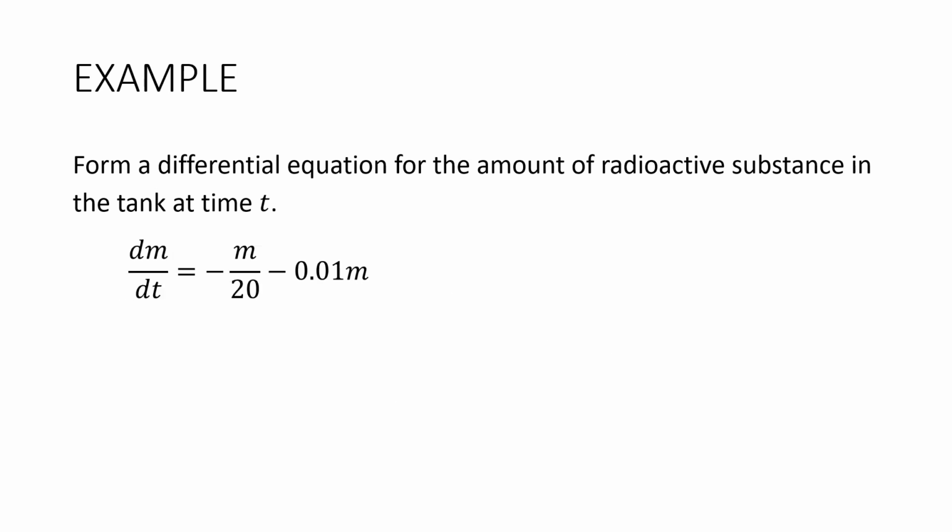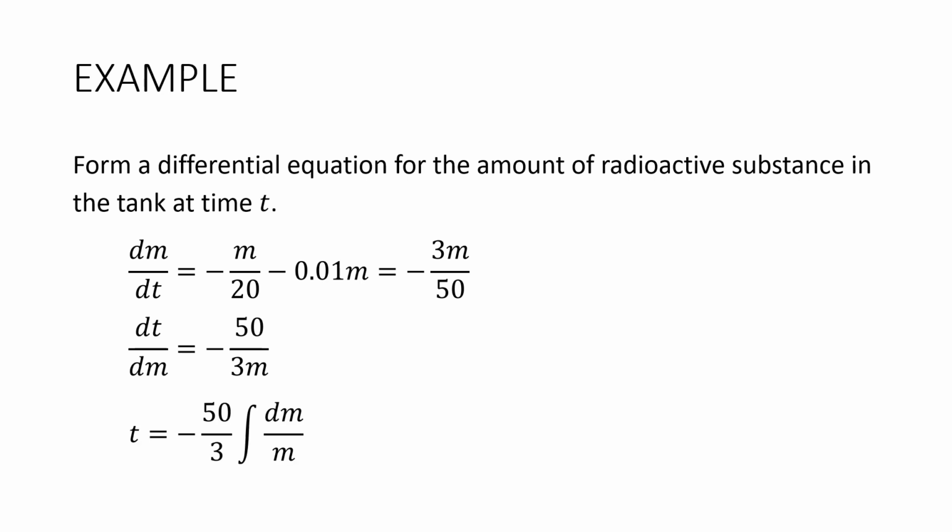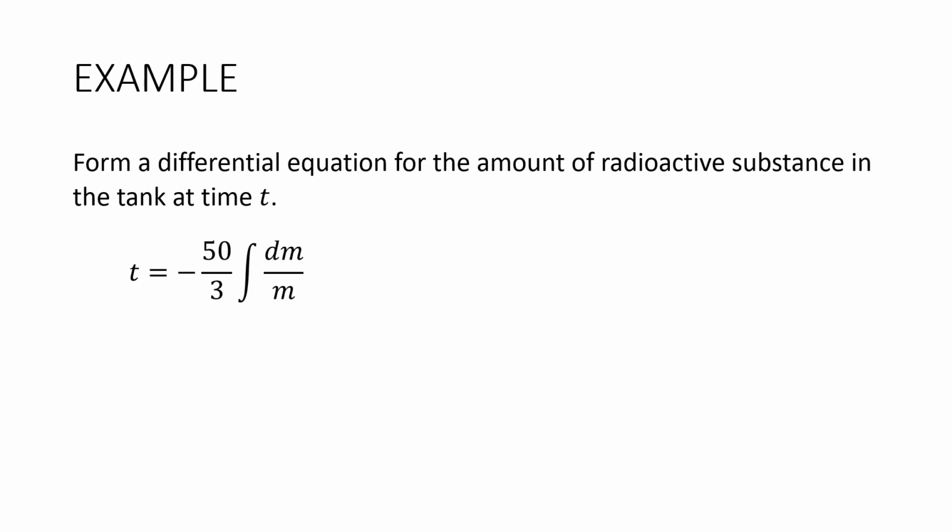Now we just need to solve it. And it's a pretty easy differential equation. We can tidy this up to negative 3m on 50. We want to integrate both sides with respect to m, so let's invert both equations. So dt/dm is equal to negative 50 on 3m. Integrate both sides with respect to m, t is equal to negative 50 on 3, the integral of 1 on m dm, and that's of course going to be a log, isn't it? And so it is equal to negative 50 on 3 ln m plus c.